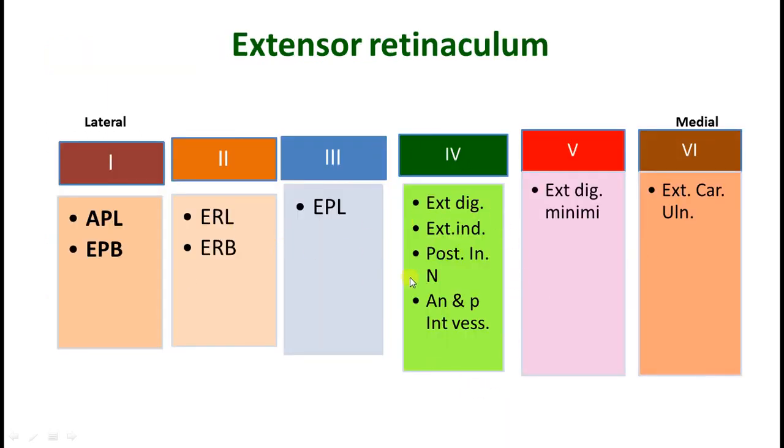Fourth compartment is extensor digitorum, extensor indicis. Along with that, you have posterior interosseous nerve and anterior and posterior interosseous vessels. So fourth compartment is important because it is also transmitting the nerves and vessels. Okay. Fifth compartment, extensor digiti minimi, passes alone. And sixth compartment, it is the extensor carpi ulnaris, starting from lateral to medial.